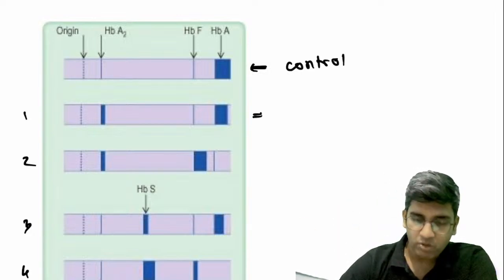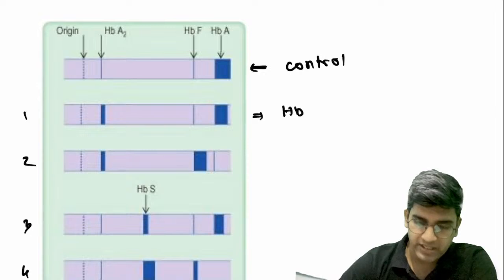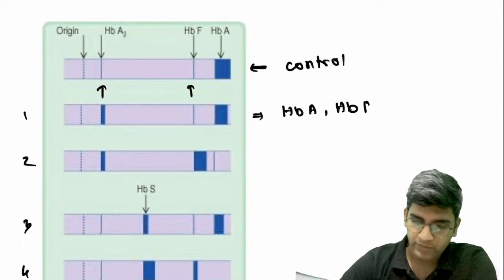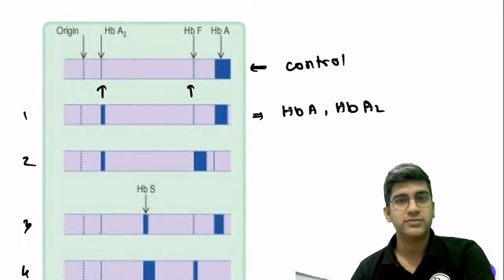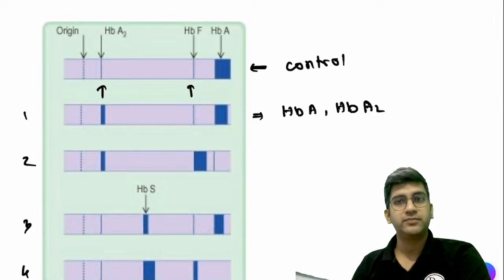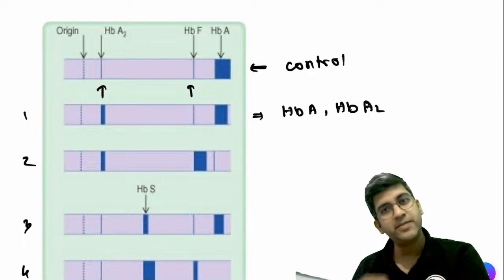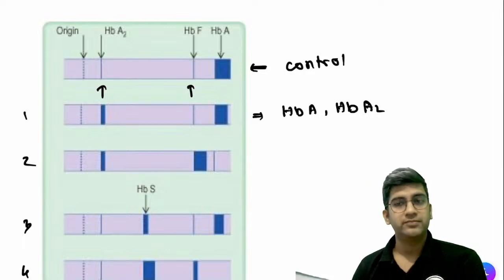Now here, what are the bands I'm having? I'm having HbA. F is not more. Compare this. A2 is definitely more. I have HbA2, right? I have A2 and no F. What do you think is the answer? If A2 is present, what do we think? We think of thalassemia, right?